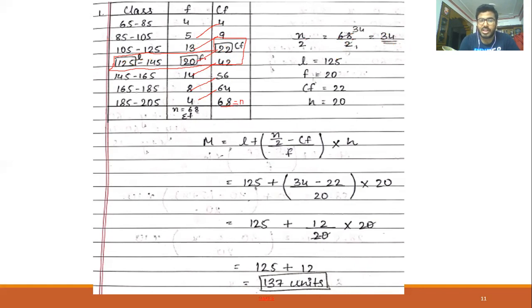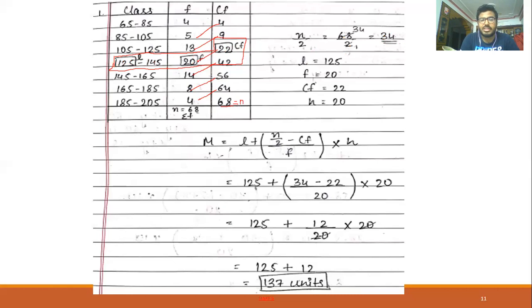फ्रीक्वेंसी भी आपको ये लेना है, but क्यूमुलेटिव फ्रीक्वेंसी कहाँ का लेना है? उसके ऊपर वाले क्लास का लेना है, that is 22. You have to take it as the cumulative frequency. Clear this much? Now, you got n by 2 value, that is 34. L value ये देखो, ये क्लास के अंदर का L कितना है? 125. So 125 you're writing it.